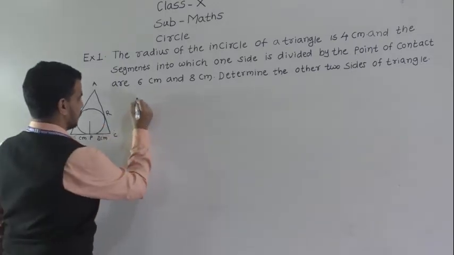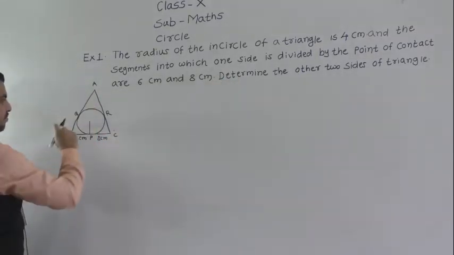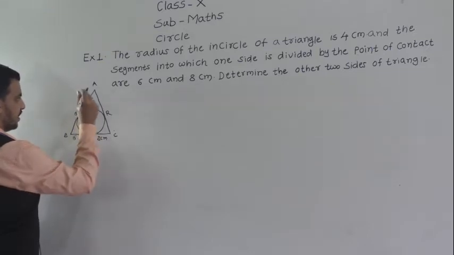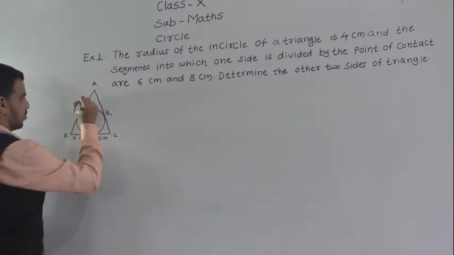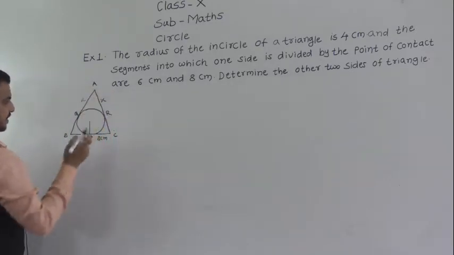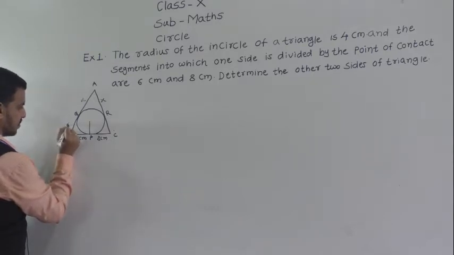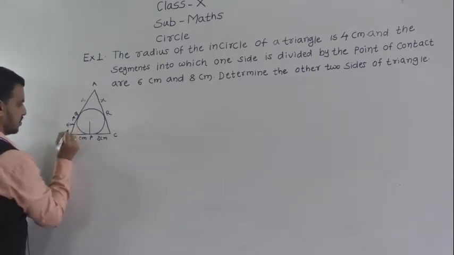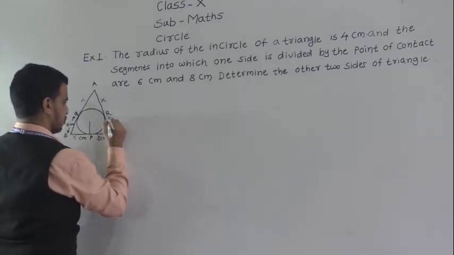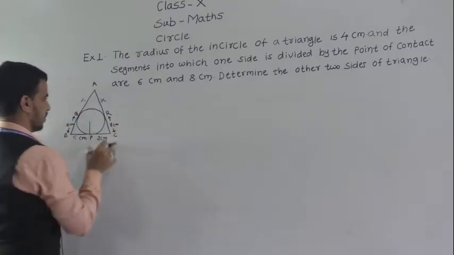First we have to find the other two sides of the triangle, that is AB and AC. AQ and AR are equal, so let AQ and AR be x centimeters. BP is 6 cm, so BQ is also 6 cm, and CP is 8 cm, so CR is also 8 cm. First we have to write this.